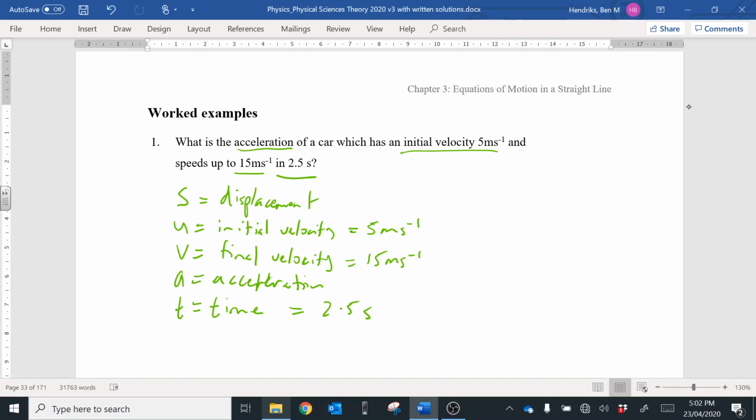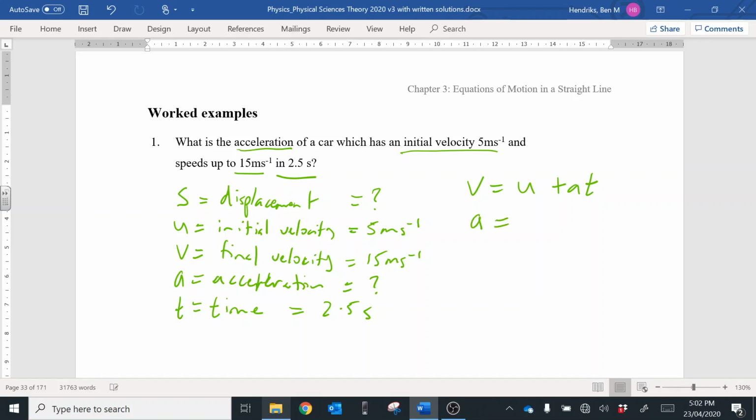Okay, so what we need to do now is select from our formula sheet which of the equations we can use that has u, v, a, and t, and the lucky winner is this one, v equals u plus at. So there's 3 equations to choose from. So v equals u plus at. Now we just need to rearrange for a, because that's what we're looking for, a.